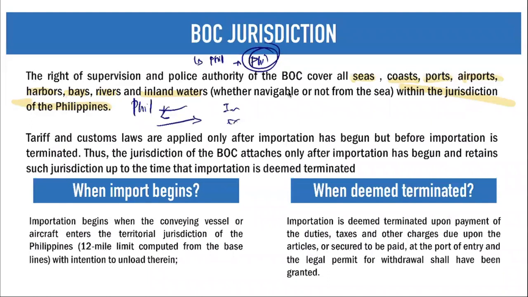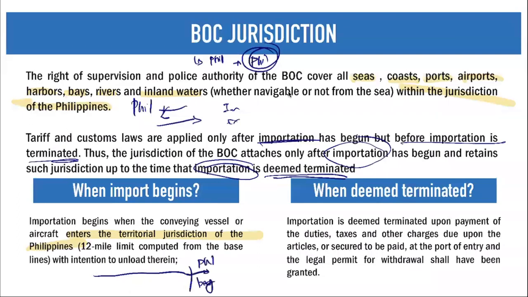So tariff and customs laws are applied only after importation has begun, but before importation is terminated. Thus, the jurisdiction of the BOC attaches only after importation begins and retains up to the time that importation is deemed terminated. So the question is, when does it begin? Importation begins when the conveying vessel or aircraft enters the territorial jurisdiction of the Philippines. So if you import, once it is now within the Philippine area, it now begins.